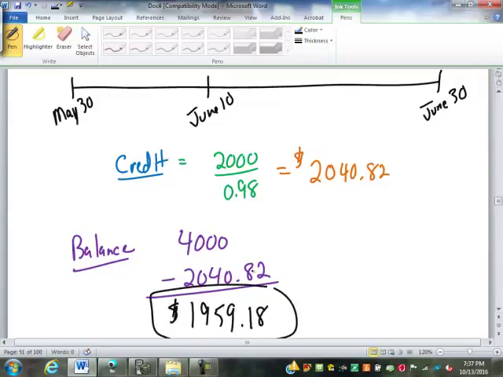How many of you got that? What's that? You don't have to do the timeline. It's just, I do it for illustration in class.